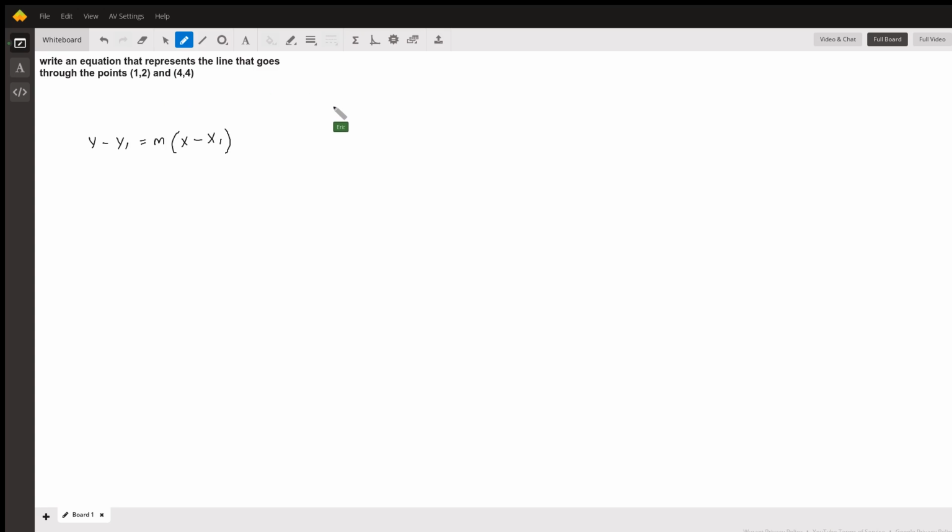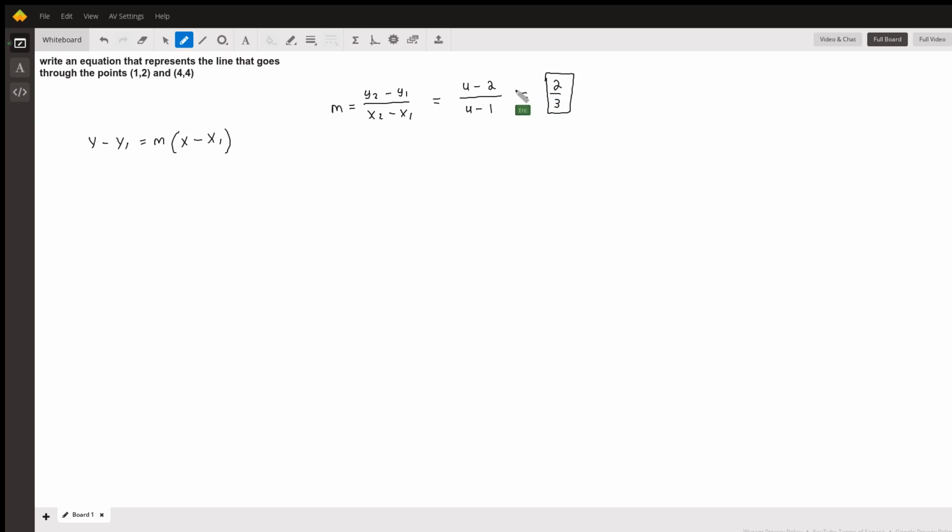And in this case, it's going to be m equals y2 minus y1, or the second y minus the first y, over x2 minus x1, or the second x minus the first x. Plugging in this information, y2 minus y1 is going to be 4 minus 2. So we have 4 minus 2 over x2 minus x1, which is going to be 4 minus 1, and this simplifies to 2/3. So now we have a slope and we have a point.